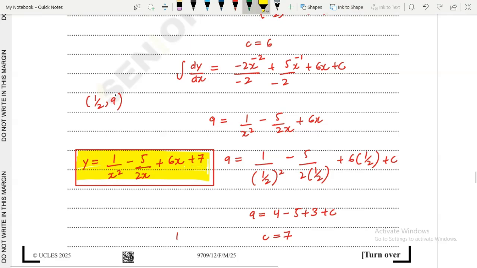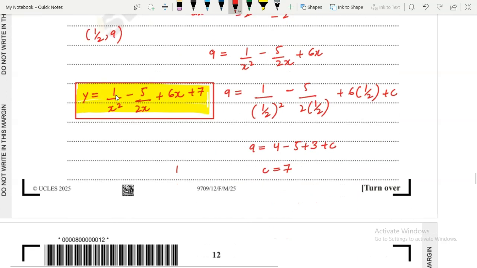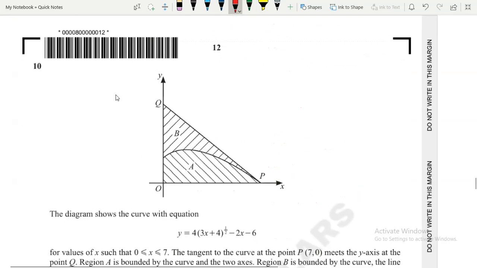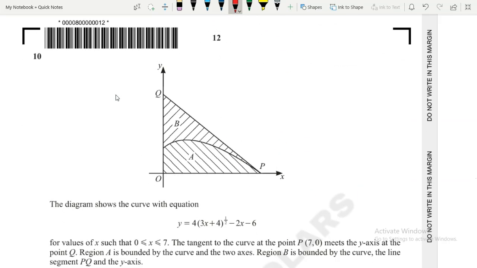Okay, this is your final equation. Let's move on to the other question, which is question number 10. The diagram shows the curve with the equation y = 4(3x + 4)^(1/2) − 2x − 6. So this is the equation of your curve.